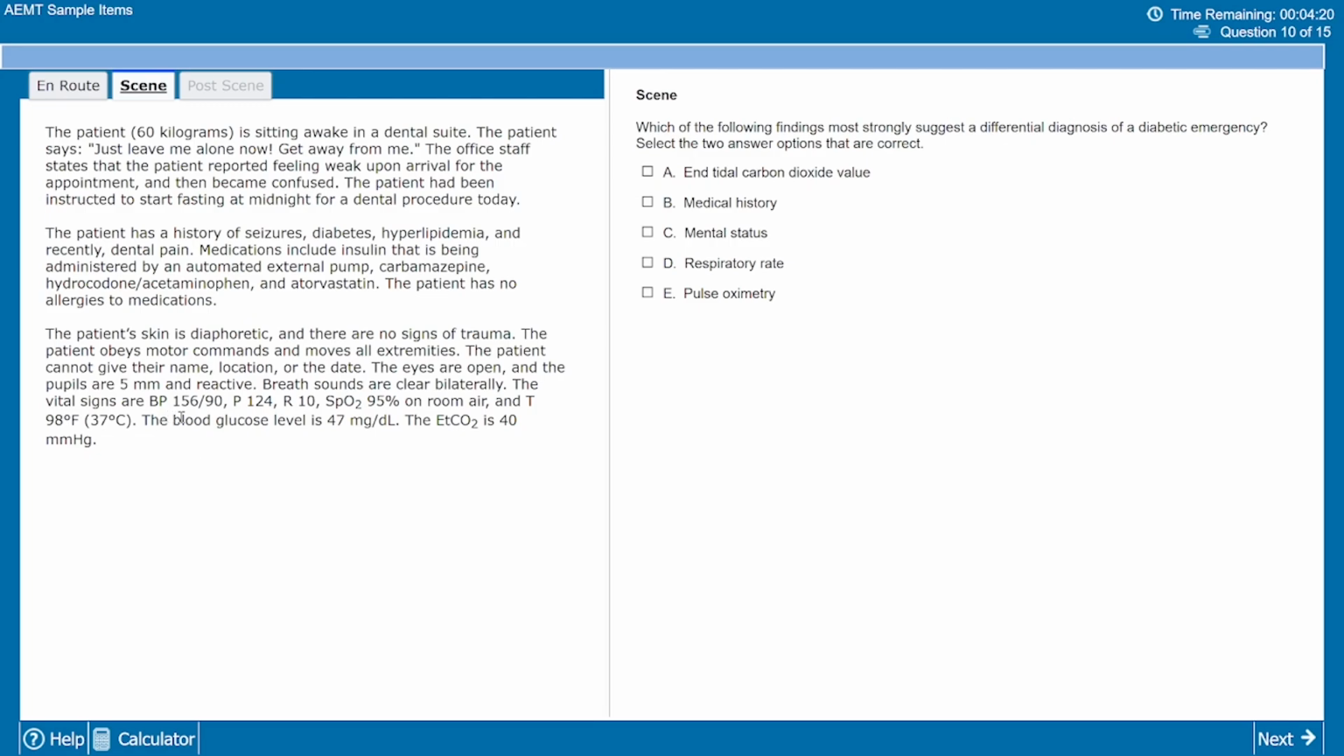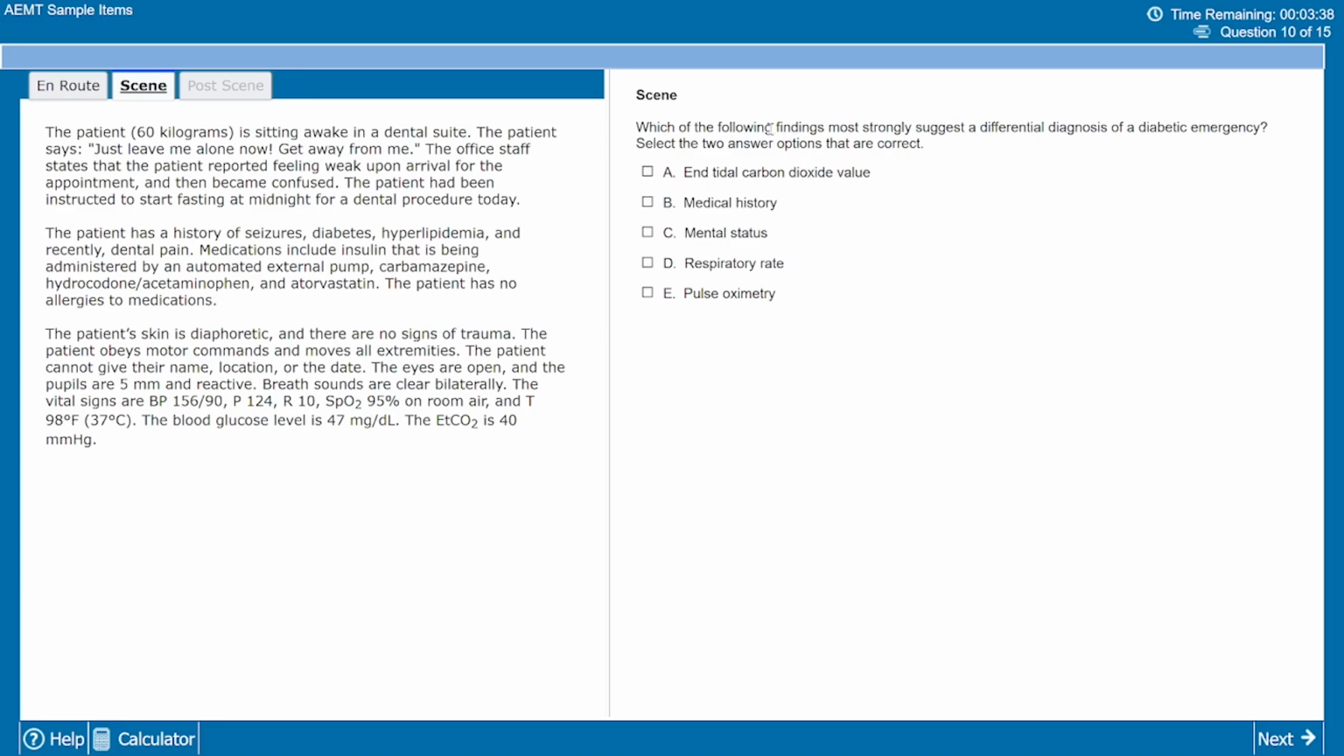And so we see that the BP is 156/90. We can already tell that that's elevated. They're hypertensive, so that's abnormal. Their heart rate is at 124, so that's abnormal. That's tachycardic. The respiratory rate is at a 10, so it's a little on the low side. Their SpO2 is at 95%. The SpO2 is within the normal range. Their temperature is at 98 degrees Fahrenheit, and their blood glucose is at 47, so that's also low. And the EtCO2 is at a 40, and we know the normal range is between 35 to 45 millimeters of mercury, so that's within the normal range.